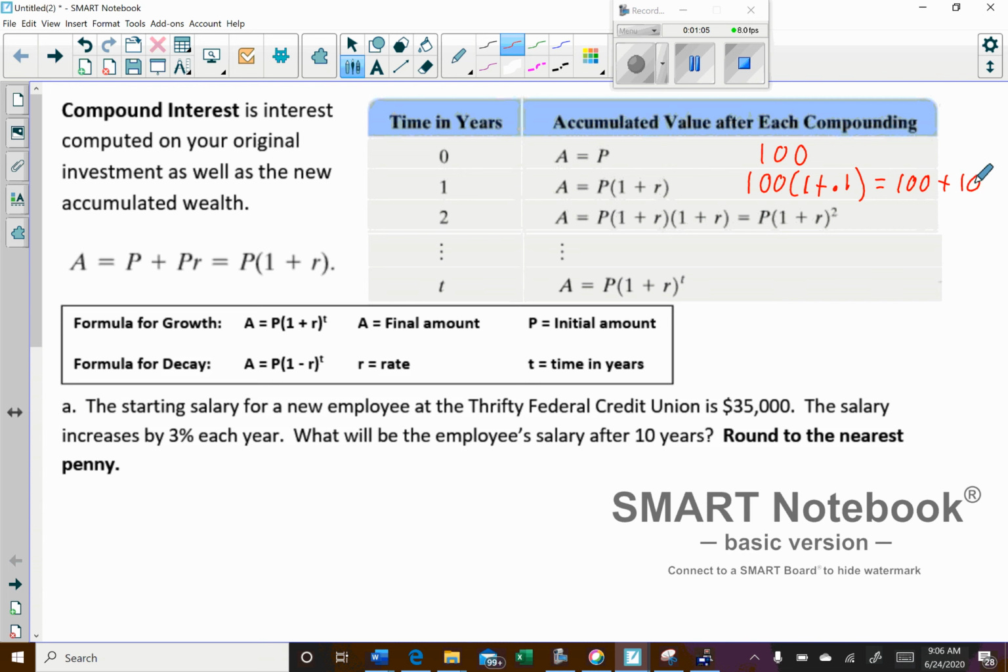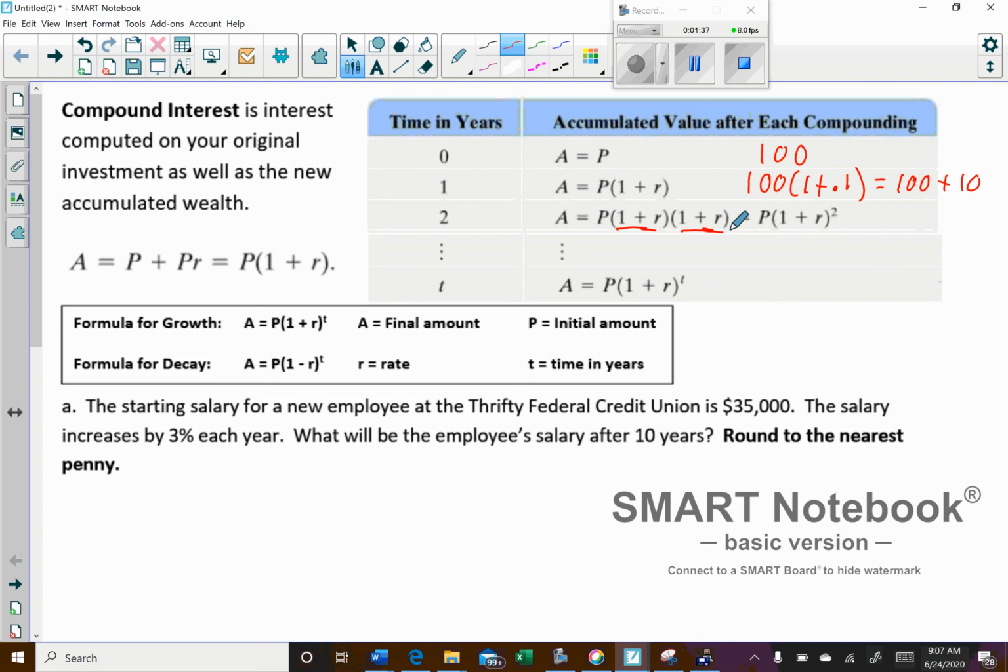You earned 10%. So the next year, you're going to get 10% again, but you're going to get 10% of the already accumulated wealth. So that's compound interest right there. You're earning money on the money that has already been earned. So every time you compound it, you multiply it by 1 plus the rate of return.